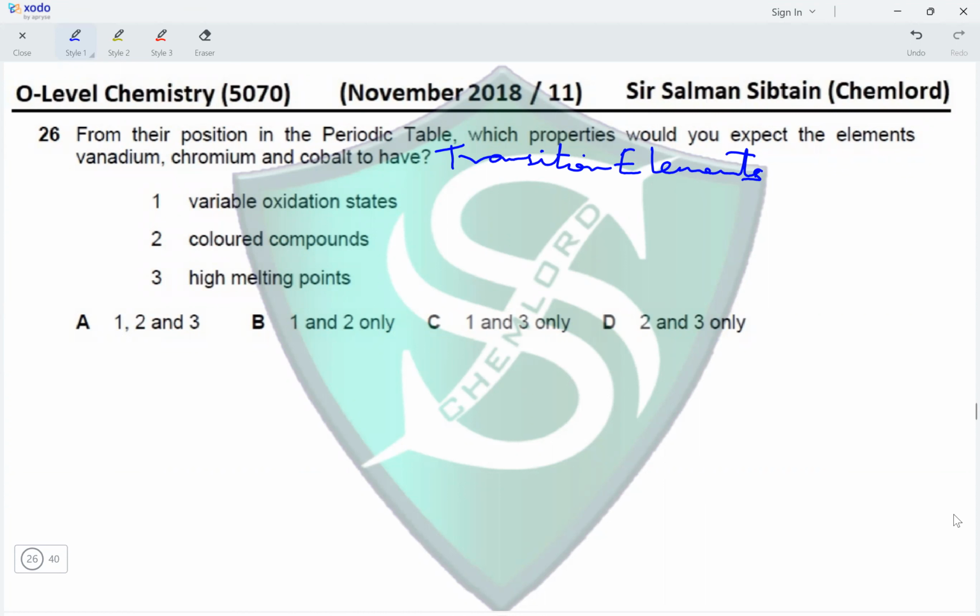Variable oxidation state is a property of transition elements. Forming colored compounds is a property of transition elements. And high melting point is a property of transition elements. So all three properties belong to transition elements, which means all three properties are correct, making option A the correct option for this question.